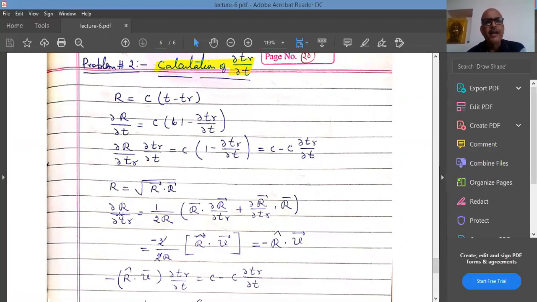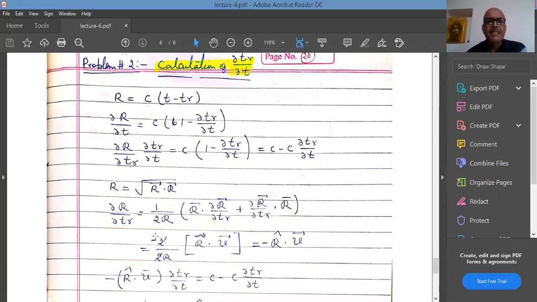So ∂R we differentiate now with reference to t_r again. So ∂R over ∂t_r is now equal to 1 over 2R. The 1 over 2 will come because of the power half, and then R will come in the denominator. Now we differentiate inside. So it is R dot ∂R over ∂t_r plus ∂R over ∂t_r dot R. A dot B is B dot A, we all know. So therefore, the first term and the second term are the same. So we can write them as twice of this.